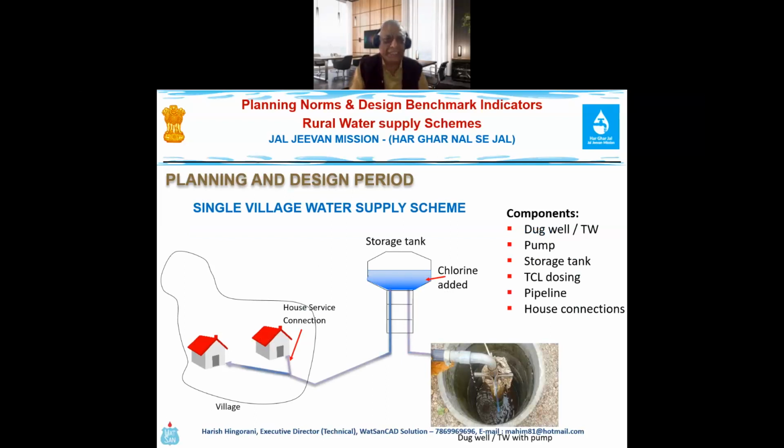So this picture is depicted for the single village scheme. A tube well is there, a tank is there, and houses are there, consisting of source, pump, tank, chlorine dosing system, pipeline, house connection, etc.